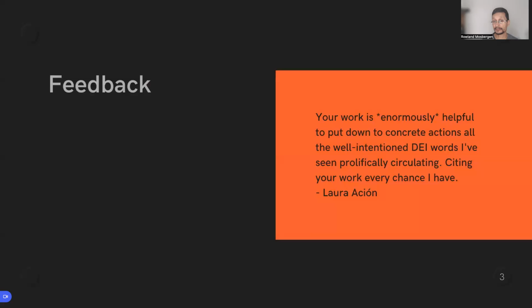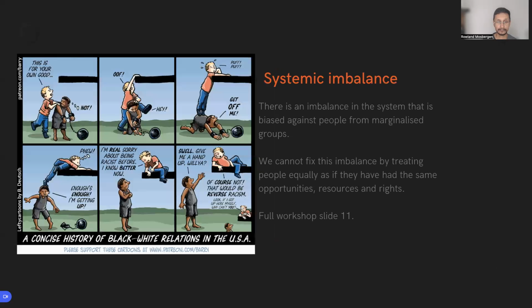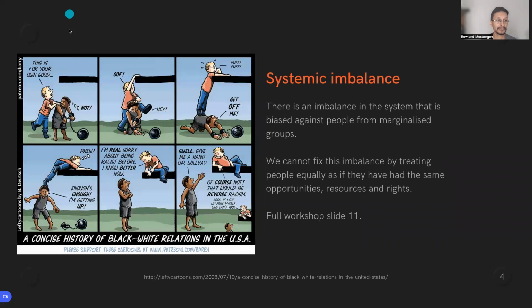The feedback that I've gotten with these underlying principles is that they're enormously helpful because it allows people to understand what concrete actions they can do. And to understand that, you really need to have an understanding of systemic imbalance in the system that is biased against people from marginalized groups. And we cannot fix this imbalance by treating people equally.